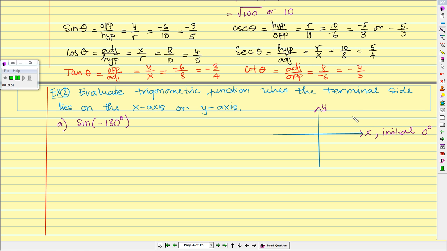Now if we go counterclockwise, that gives a positive angle. We want a negative angle, so we have to go clockwise. We go from the initial side, and we go down. So here, this is negative 90, negative 180. I'm going to make a note right here. When we stop right here, this will be negative 180 degrees.